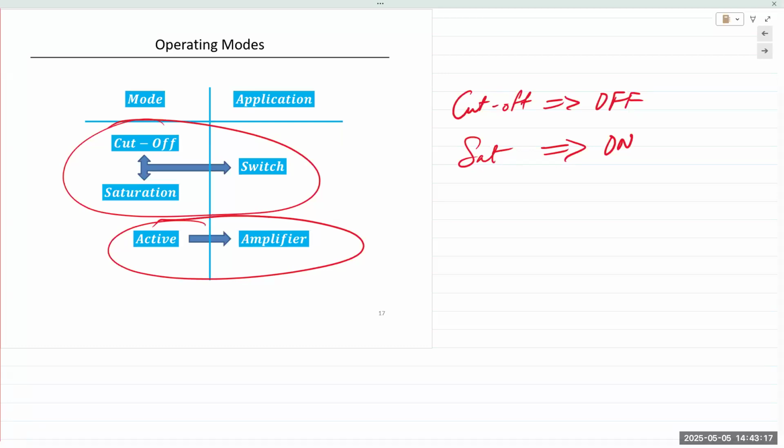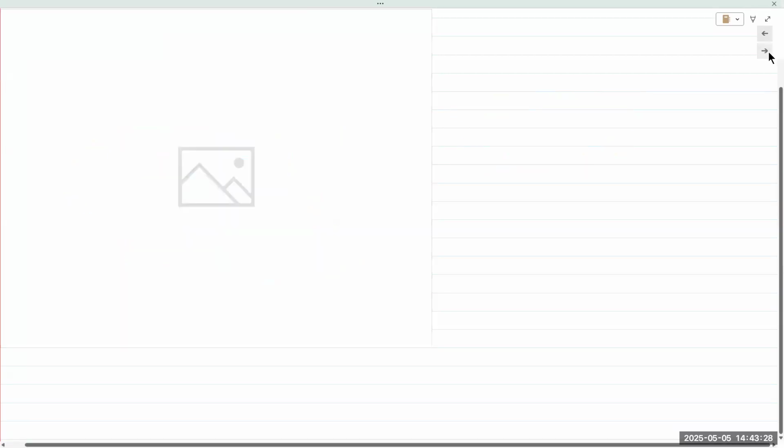So the BJT has three regions of operation or three modes of operation: cutoff, saturation, and active, right? So let's look at an example.